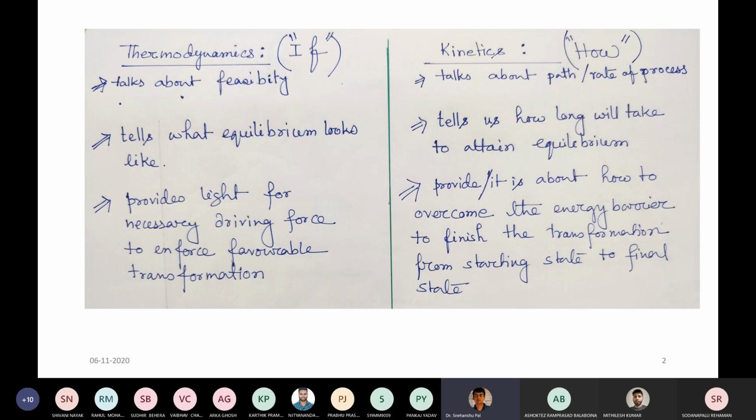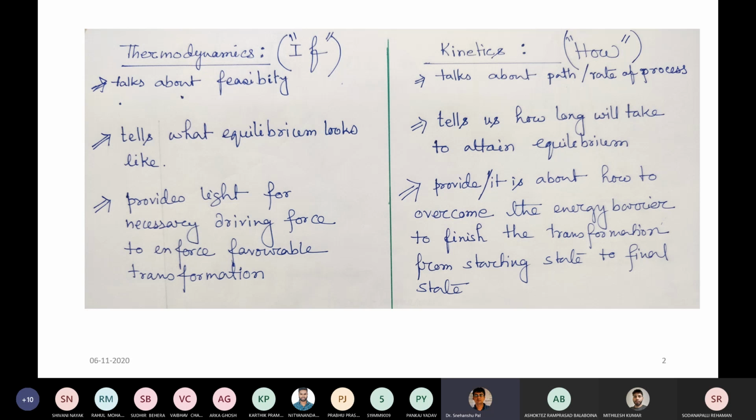So thermodynamics always talks about if: it tells whether or not a process will occur based on the decreasing free energy. It is also applicable to a system in stable or metastable equilibrium condition, and it also talks about the sufficient driving force needed to enforce a favorable transformation.